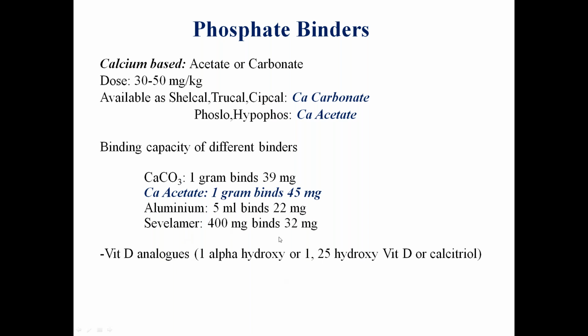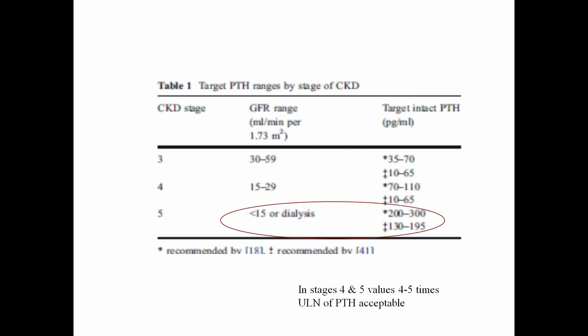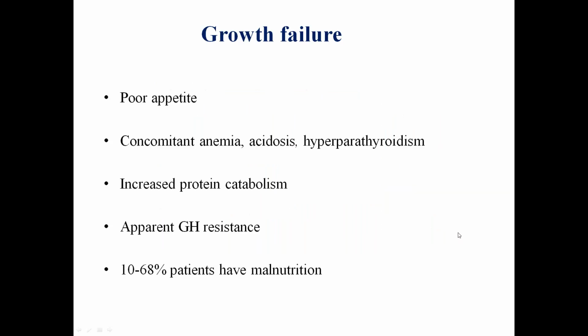And vitamin D analogs like 1-alpha hydroxy D and 1,25 hydroxy D or calcitriol can be used for suppressing your PTH values. Now, the target PTH values in the early stages of CKD are normal values of PTH, but in stage 4 and stage 5, you don't want to suppress it too much, because that would predispose to adynamic bone disease. So, you want to maintain it at around 5 to 6 times the upper limit of normal.